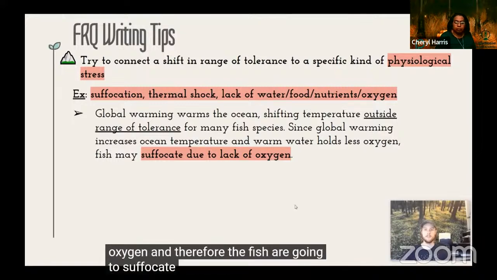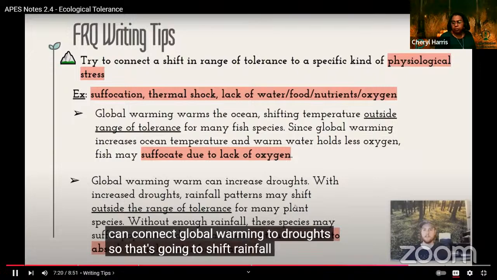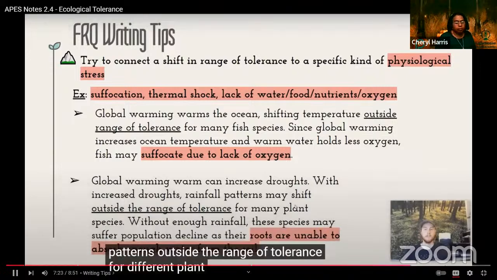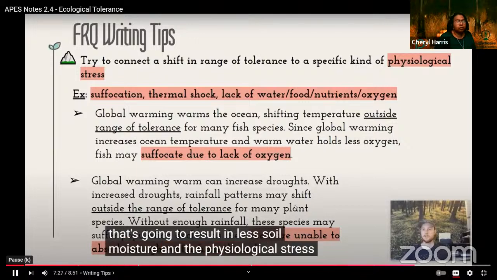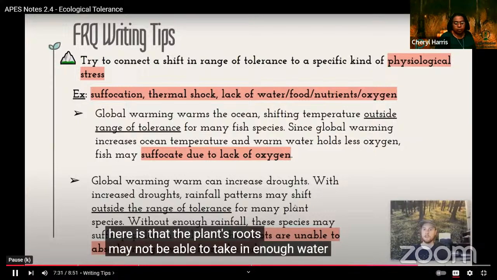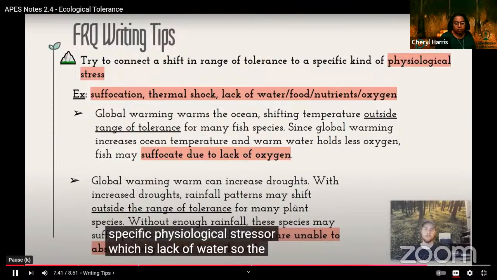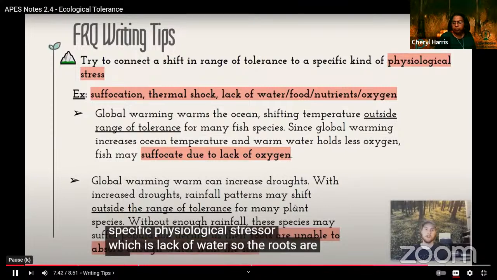We have another example here where we can connect global warming to droughts. So that's going to shift rainfall patterns outside the range of tolerance for different plant species. That's going to result in less soil moisture. And the physiological stress here is that the plant's roots may not be able to take in enough water, and so the plants may die. Again, instead of just saying it got too dry for the plants, we've actually connected it to a more specific physiological stressor, which is lack of water. So the roots are not able to bring the water into the plant that it needs to survive.